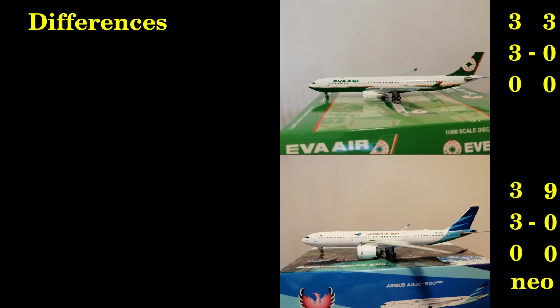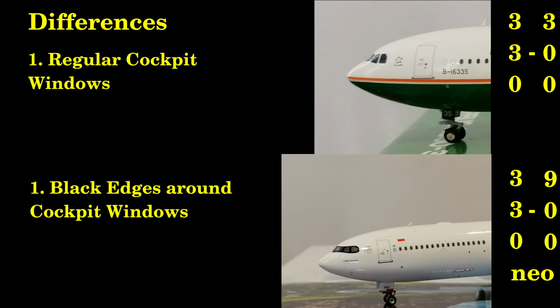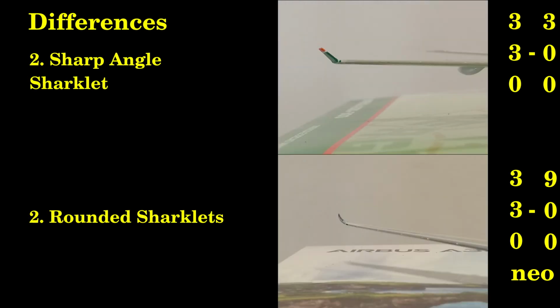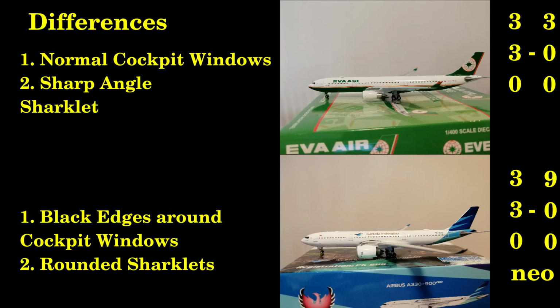The first difference is that you have regular looking cockpit windows on the A330-300 and some type of black edges around the cockpit windows of the 330-900. And then on the sharklets, you see on the 300 model a quite sharp angled sharklet on the wing and more rounded on the 900 model. So here again, as a recapitulation: normal cockpit windows, black edges around cockpit windows, the first difference, and then the sharklets.